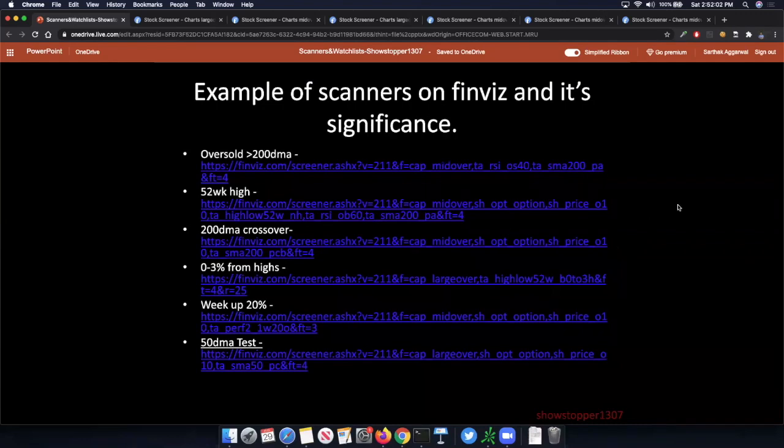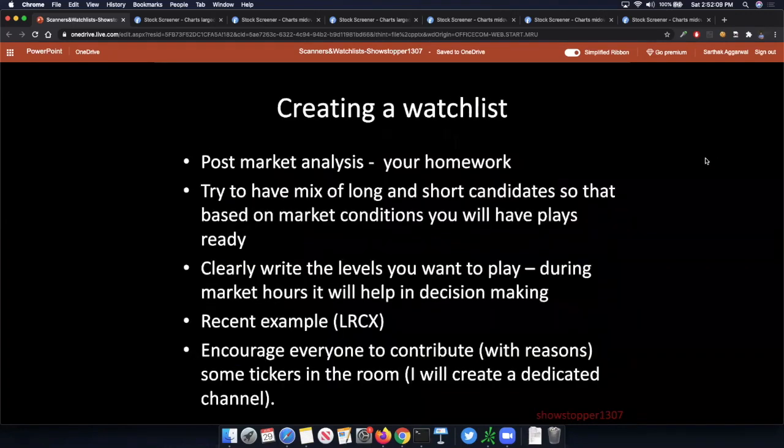Any questions on these scanners, or how I use them, or anything related? Cool. If not, this is basically the meat. You should always do post-market analysis and use the scanners I have just discussed, do your homework and create a watch list. Some of them might catch your eye, some might not. Look at them on all time frames and see how they're behaving. Then try to have a mix of long and short candidates.